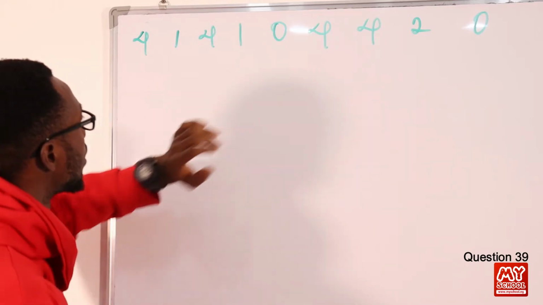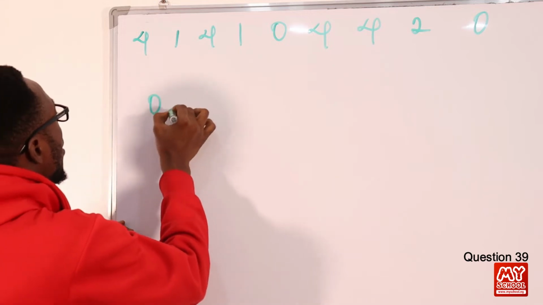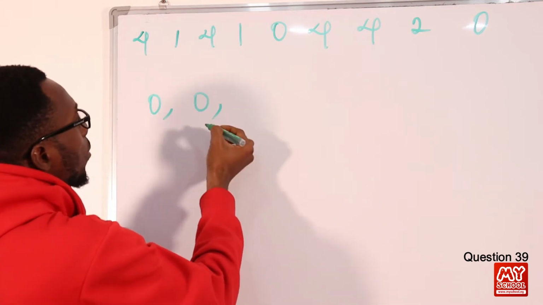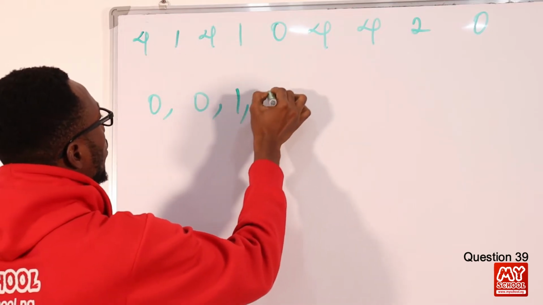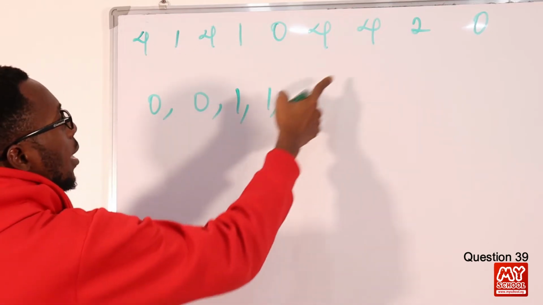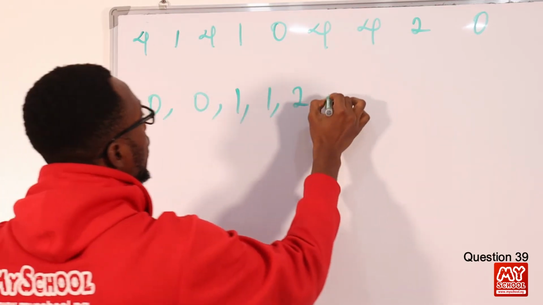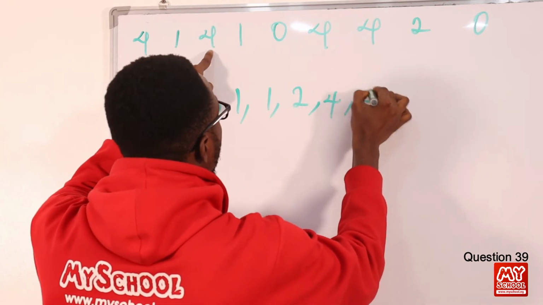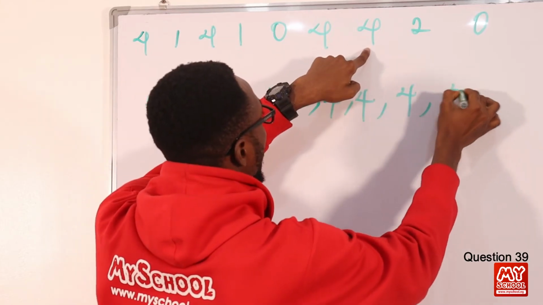Okay, so the smallest, that's 0. So I have 0, 0, right? Then I have next 1. How many 1? 1, 1. Okay, then next I have 2, right? Then I have 4, then I have 4, then I have 4, then I have 4.